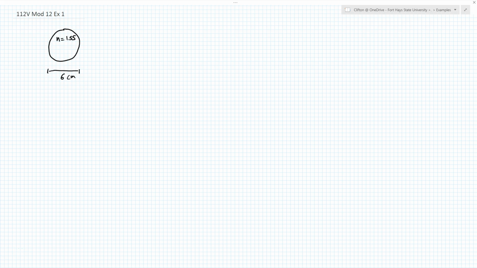Alright, this is example 1 in module 12. We have a crystal ball that has a 6 centimeter diameter, and we're told that the refractive index is 1.55, and we want to know what the focal length of this crystal ball is.